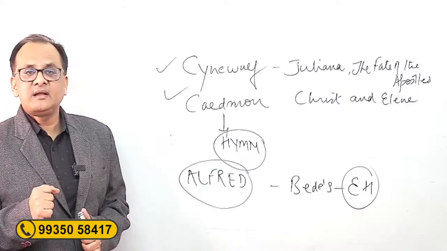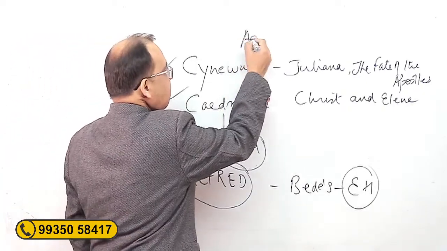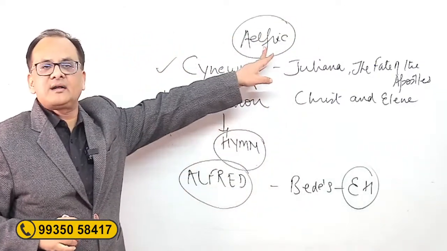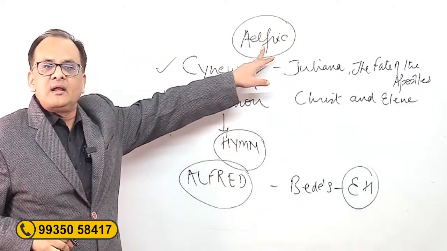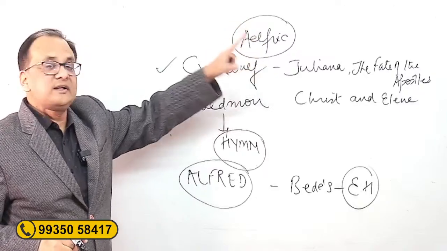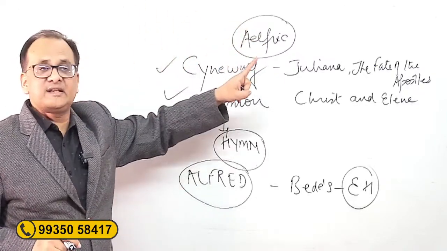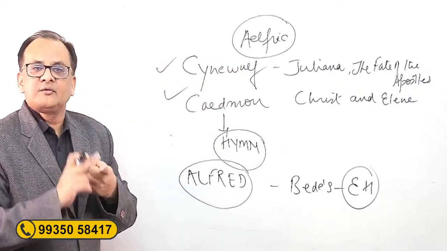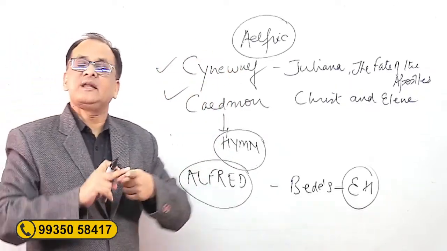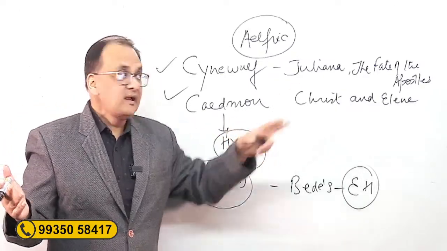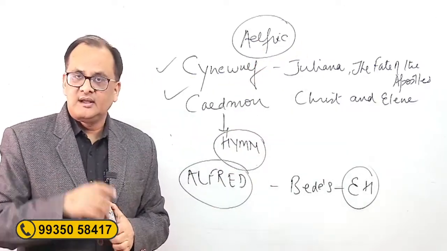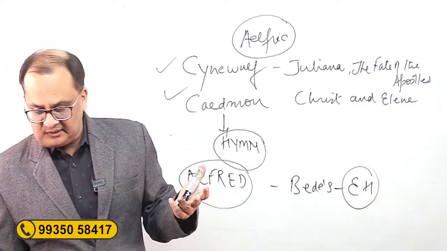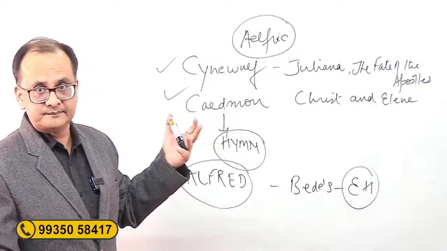Then there was a name Aelfric, A-E-L-F-R-I-C. Aelfric is another important prose writer during the Old English period, and he played an important role for grammar, for homilies and lives of the saints. His prose is natural, easy, and very often alliterative.